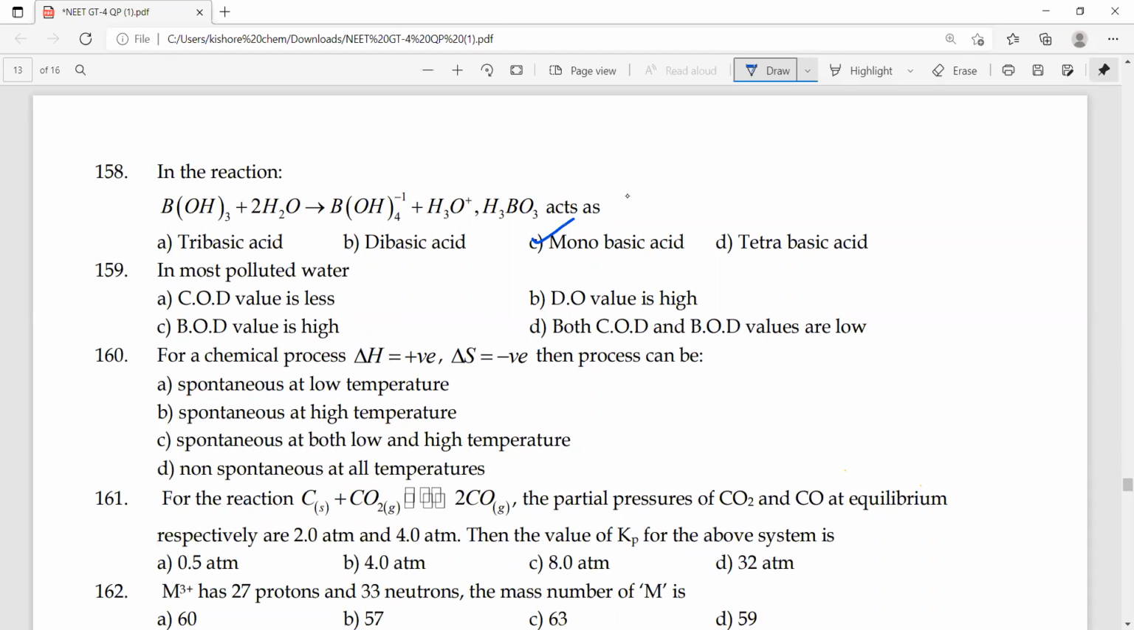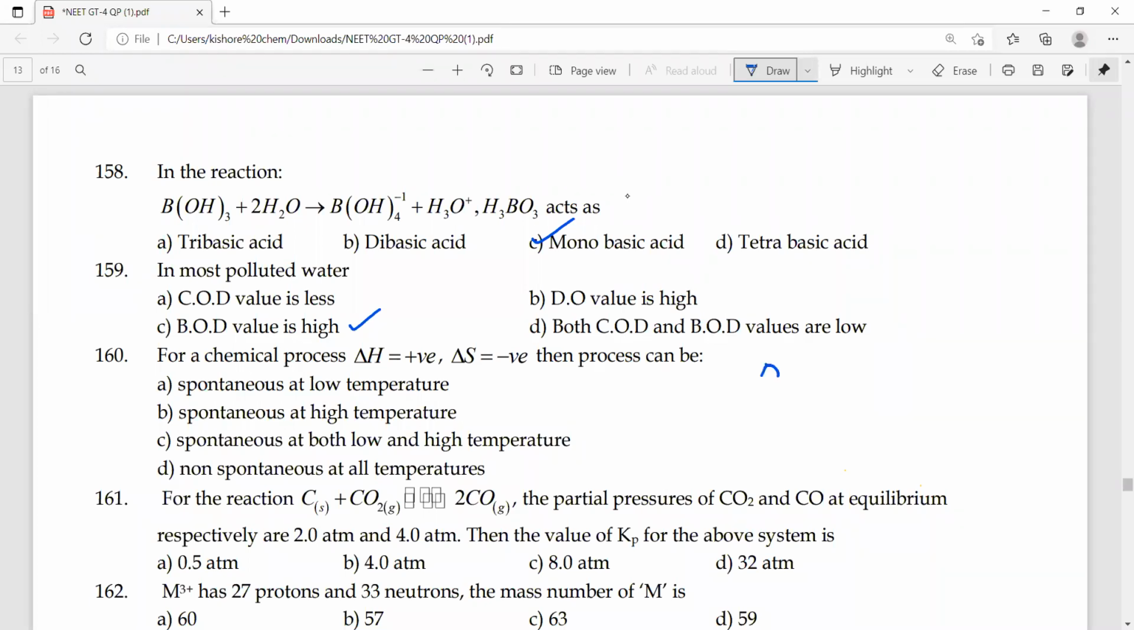Next one. See question 159. Which one is the most polluted water? The most polluted water is the one which contains high biological oxygen demand.